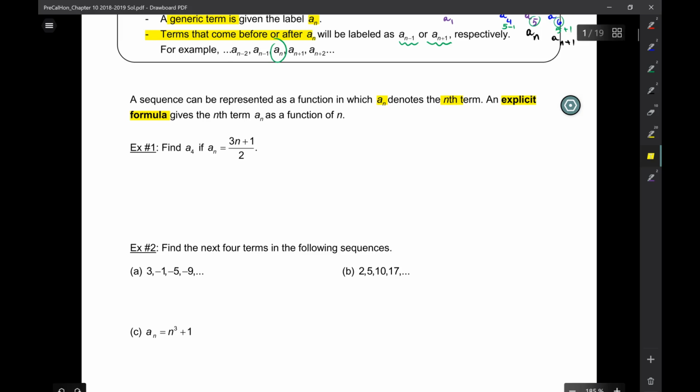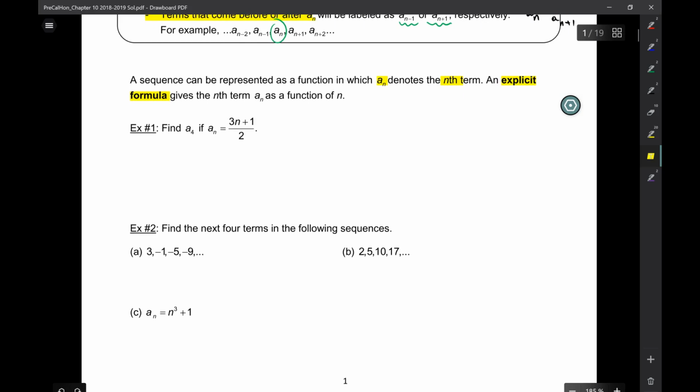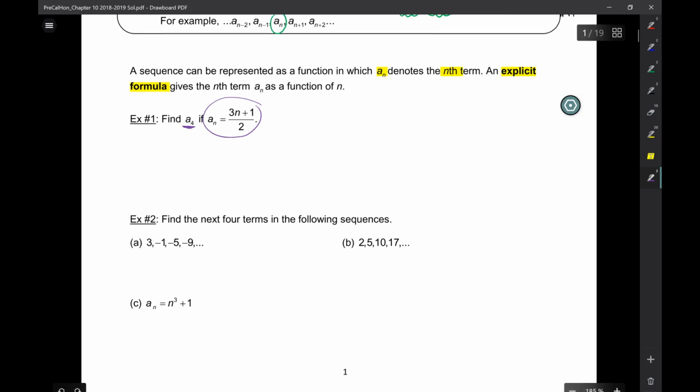All right? Take a look at this one. This is an explicit formula. It says A sub n is that. And now we want to find A sub 4. So we want the 4th term in the sequence. So A sub 4. Take a look at this. n is 4 right now, so every time I see an n, I'm going to plug in a 4. So A sub 4 is equal to 13 over 2.